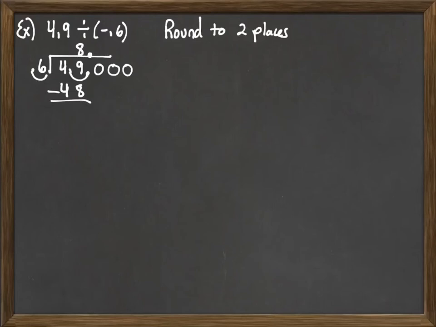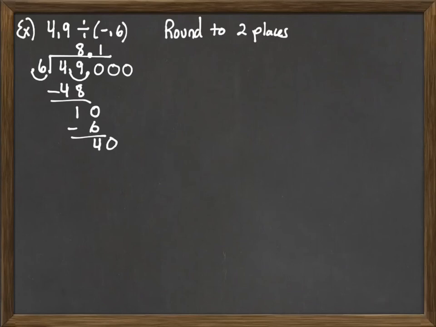6 goes into 49 8 times. 8 times 6 is 48. And then we do 49 minus 48 is 1. Bring down a 0, which would make it 10. Right, and then we can divide. 6 goes into 10 just 1 time. 1 times 6 is 6. 10 minus 6 is 4, bring down a 0.